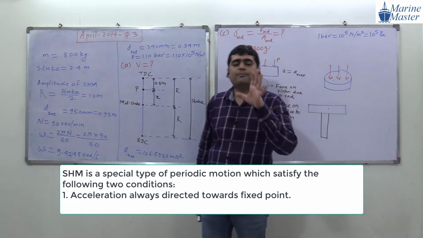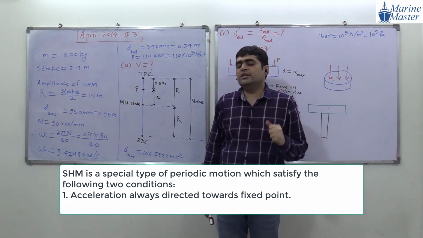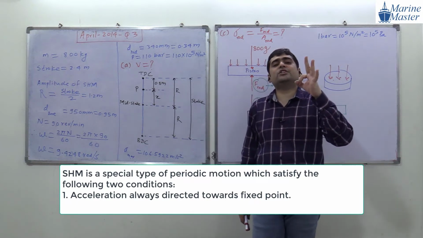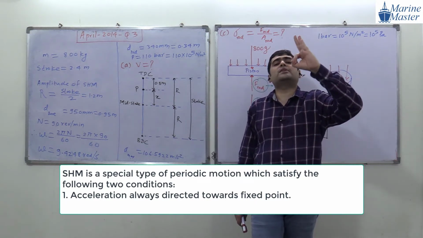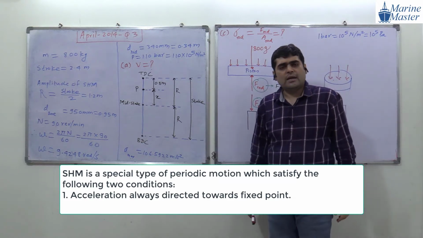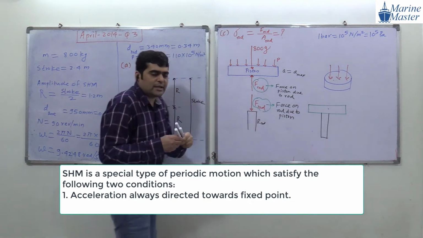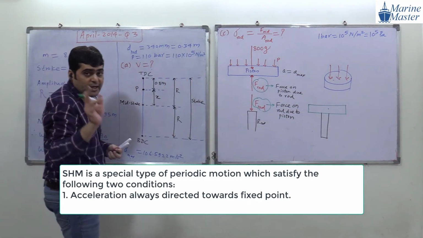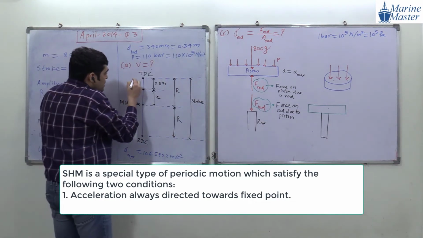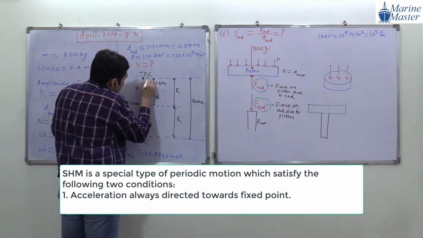CSHM is a special type of periodic motion. It satisfies the following two conditions. What is the first condition? Acceleration always directed towards the fixed point. Now, guys, what is the position of the piston here? Actually, the piston is at what location here? Try to understand the point here. This point is very, very important. The piston is at this location, at this TDC.